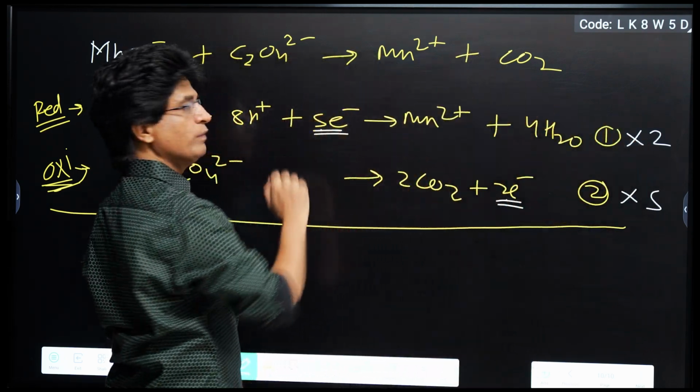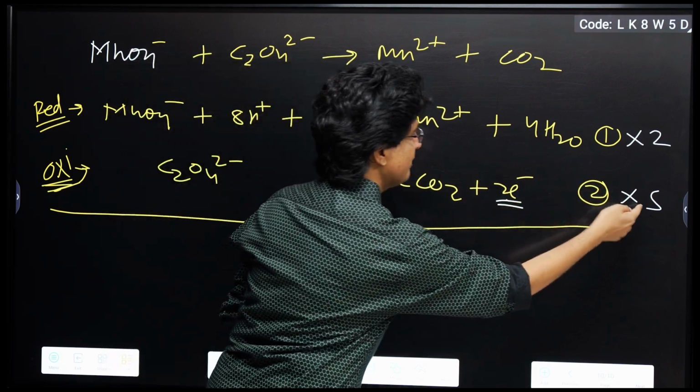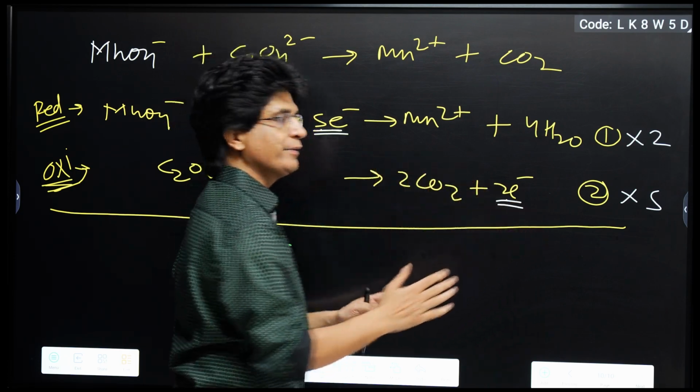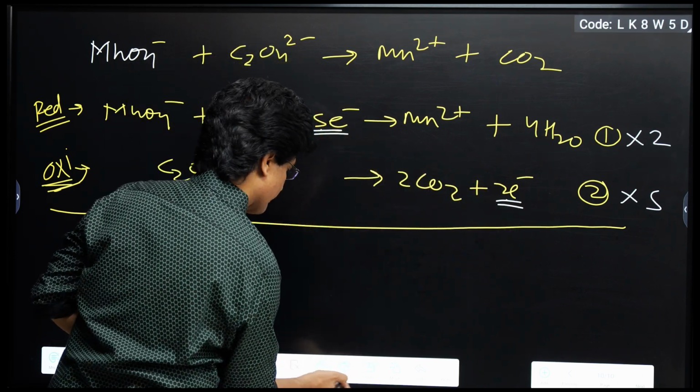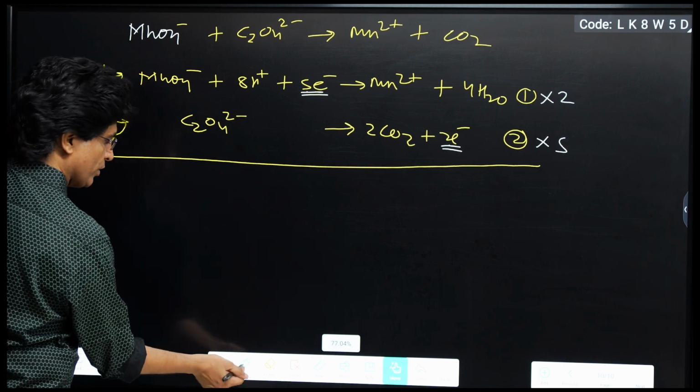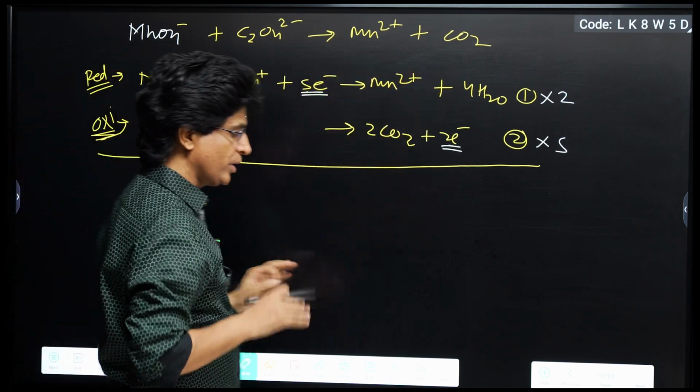5 into 2 will become 10 electrons. 5 into 2 will again become 10 electrons. So when I add them, the electrons will be cancelled. So let's add them. So simple. The purpose is to delete the electrons in the complete redox reaction.